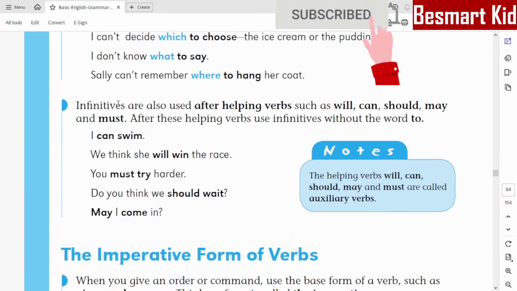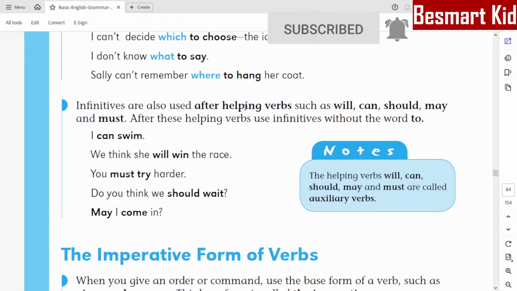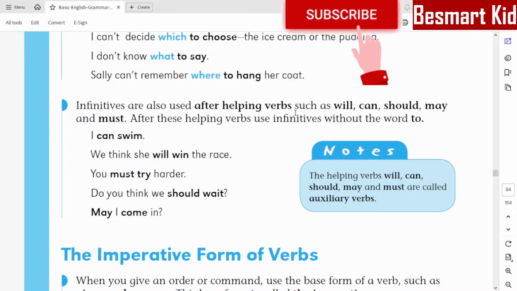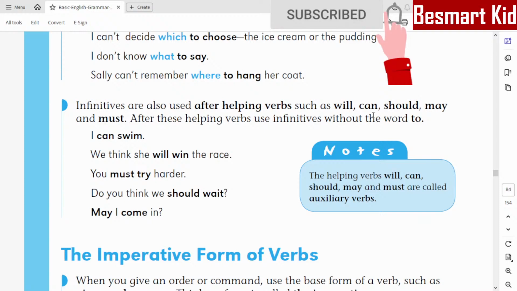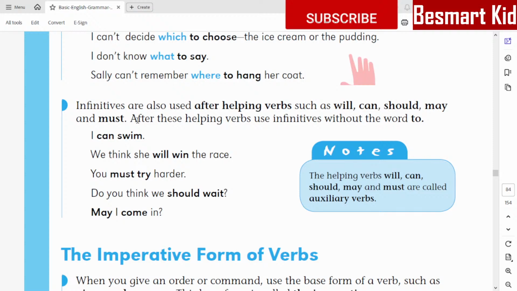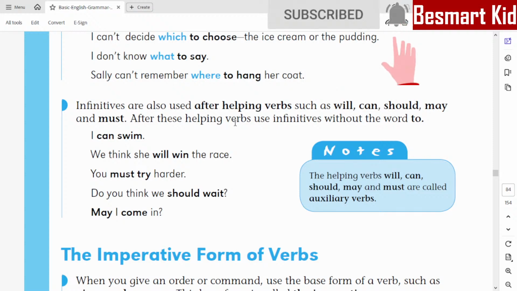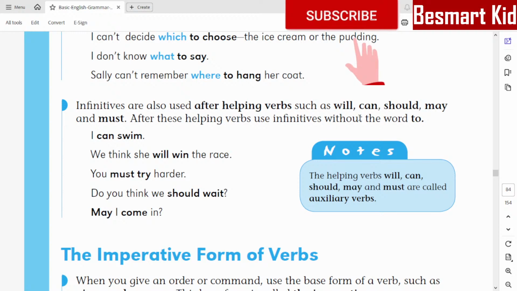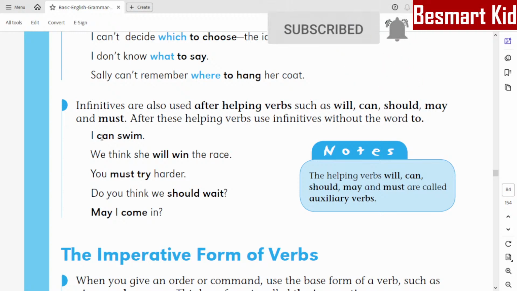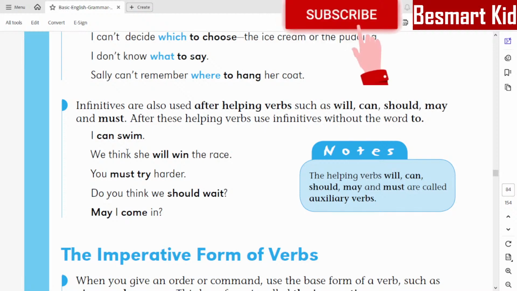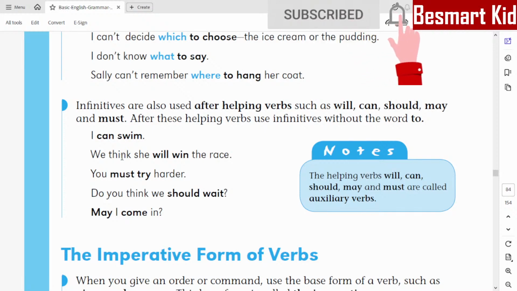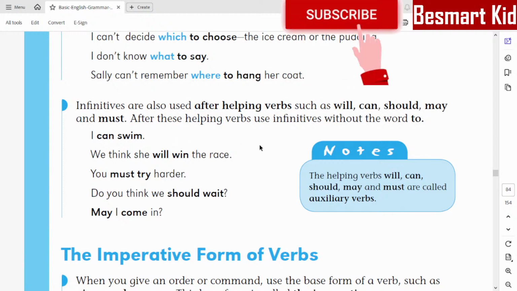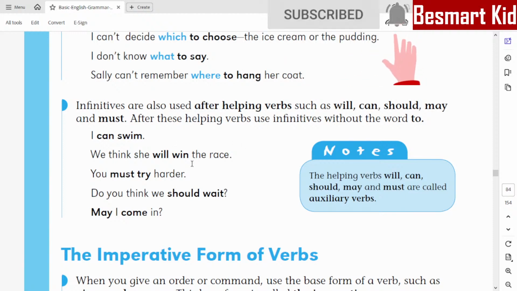The infinitive is also used after helping verbs such as will, can, should, may, and must. After these helping verbs, use the infinitive without the word to. Example, I can swim. We think she will win the race. You must try harder.